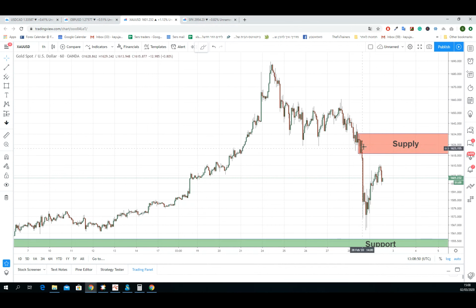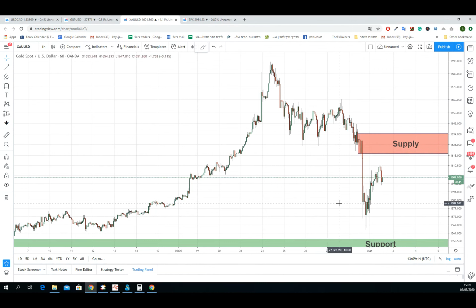But at the end, the price broke this level and fell down, I would say dropped down, as you can see here, and created a new fresh supply above. And since then, the price didn't visit that level yet. So I'll definitely consider selling at this supply.